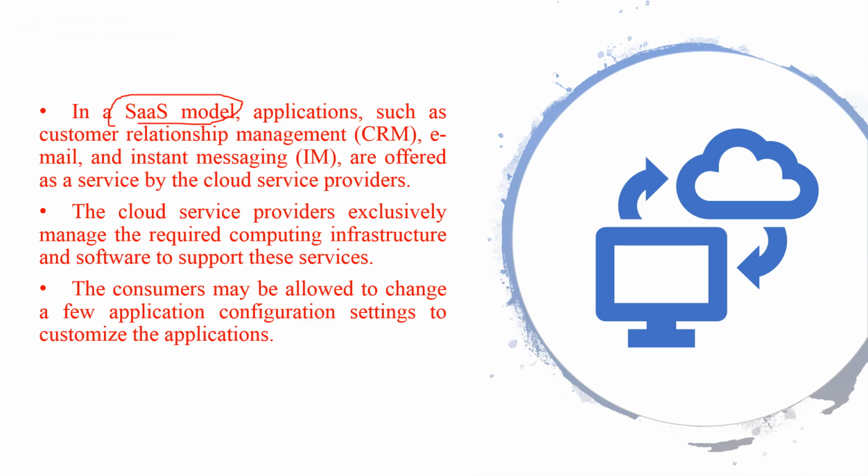In the case of the SaaS model, applications such as customer relationship management, email and instant messaging are offered as a service. So in the case of SaaS, we can have some set of applications like CRM, customer relationship management, or email or instant messaging offered as a service by the cloud service providers.